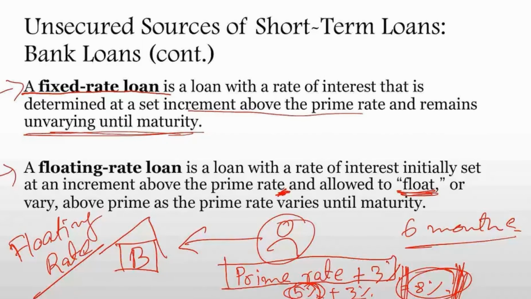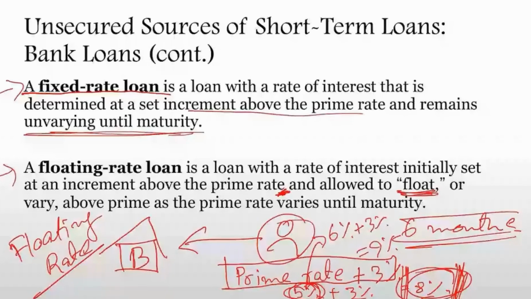But you will repay the loan at the end of June. So after 6 months, when you try to repay, at that time you have to see what the prime rate is. If the prime rate increases to 6%, then your rate will be 6% plus 3%, that is 9%. So it will actually depend on the changes of the prime rate. If the prime rate increases, then your applicable rate will be higher. If the prime rate decreases, then your applicable rate will be lower at the time of payment.